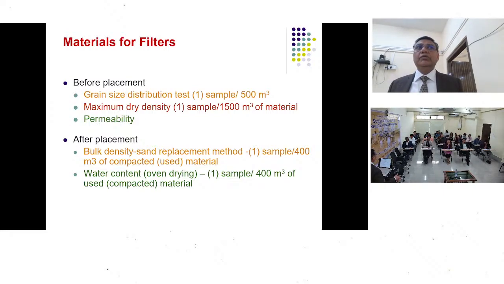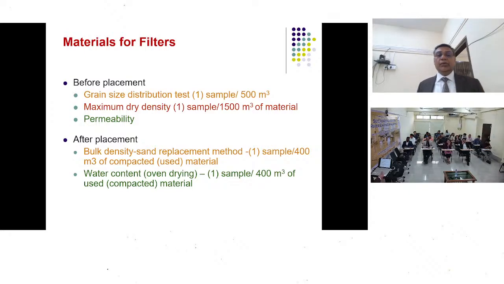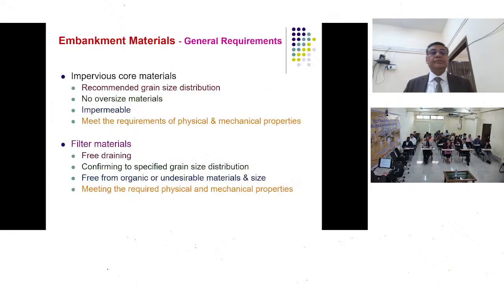So if you will be driving a core cutter, first of all, it will be very difficult to drive the core cutter, and secondly, even if you drive the core cutter, if you are going to take it out, it will slip out. So you go in for a sand replacement or a water replacement method. Better it is we go in for a water replacement method than water content by oven drying, maybe one sample per 400 cubic meter.